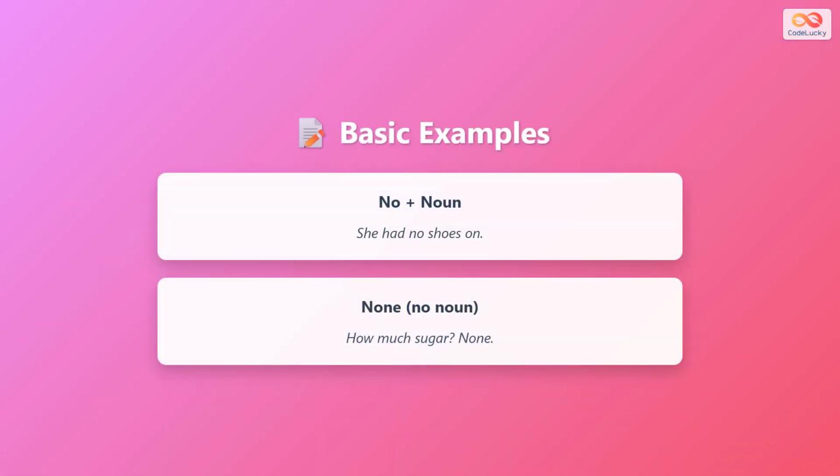Here are simple examples. We use no before a noun, like in the sentence, she had no shoes. When we use none, it stands alone without a noun. For example, how much sugar? None. These examples show how no and none work in real sentences.